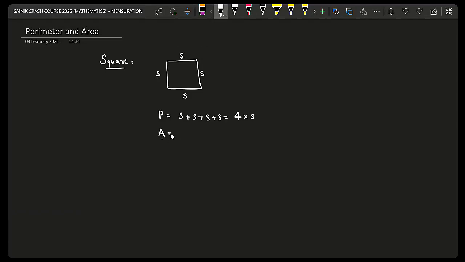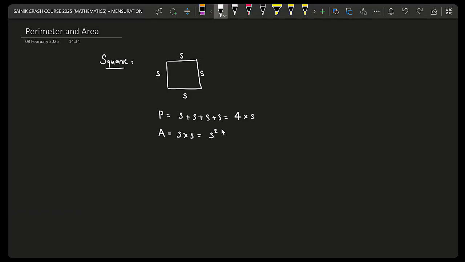And area. First of all, what is 1 square centimeter? The area of a square having each side 1 centimeter is called 1 square centimeter. By following the definition, you can say the area of the square is going to be side into side, or side square. This is about the perimeter and area of a square.